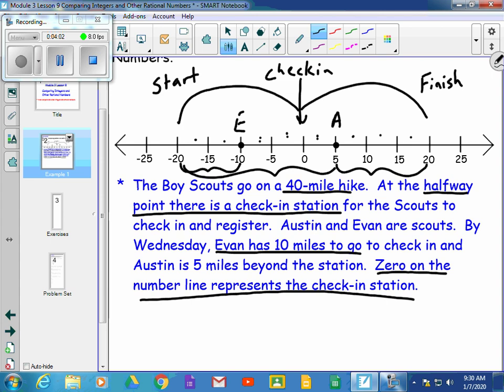If I want to say who's closest to the check-in, I would say Austin, because he's only 1 interval away from 0. Evan's 2. If I want to know who's closer to finishing, I would also say Austin because he's further to the right. He's closer to the finish line.